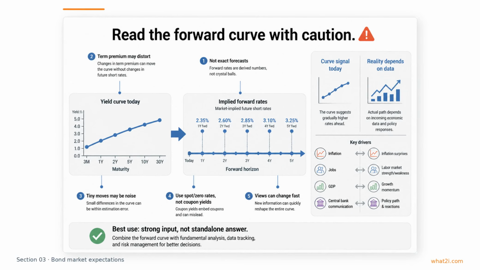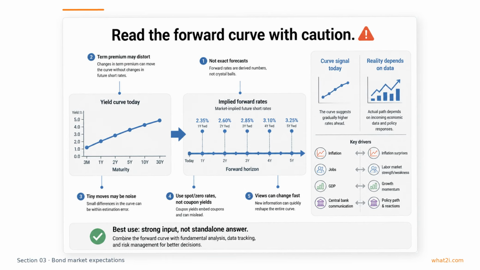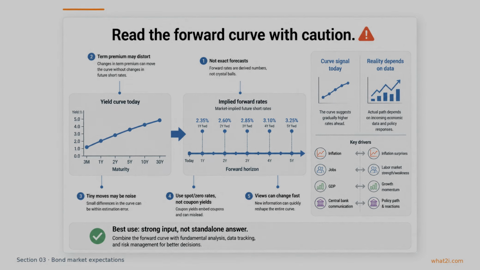Forward rates are powerful because they turn a static curve into a path of market-implied future rates. But they still need to be handled with caution. They are not exact forecasts, and term premiums can bias what looks like a policy signal. Small movements in the curve can also be noise rather than a meaningful shift in outlook. That is why investors cross-check forward rate signals against inflation data, labor market data, and central bank communication. Forward rates are best used as a strong input, not as a standalone answer.